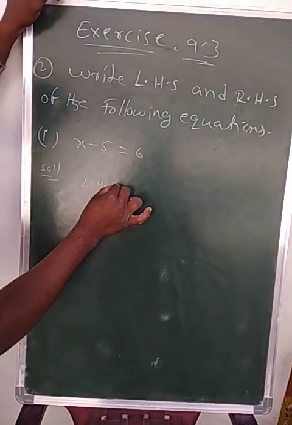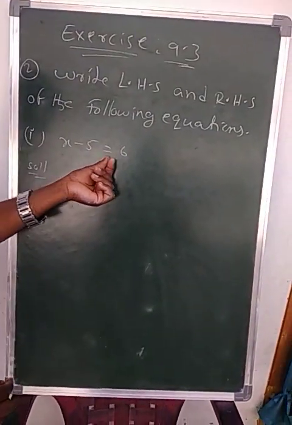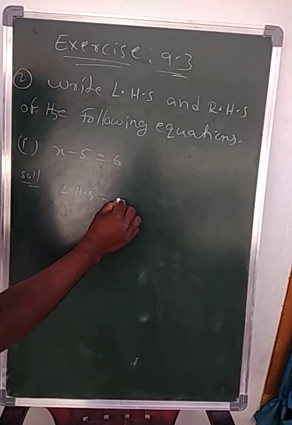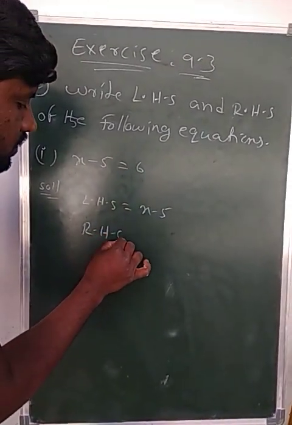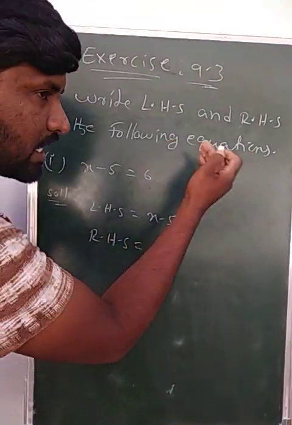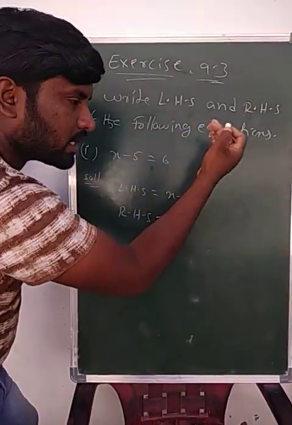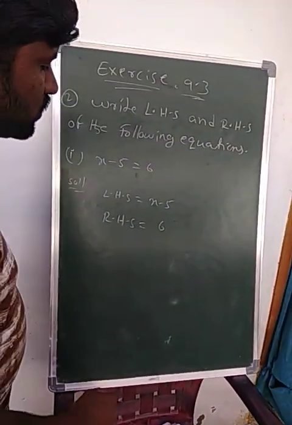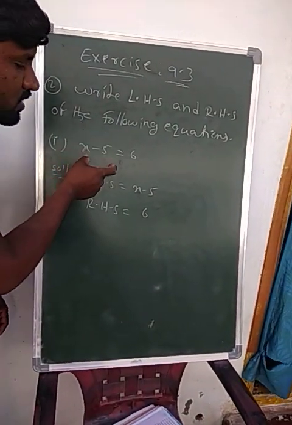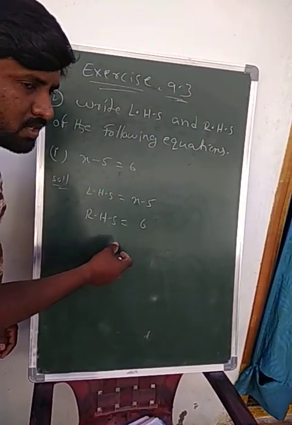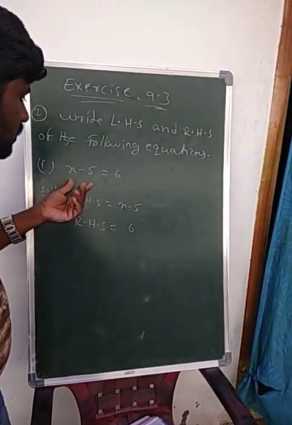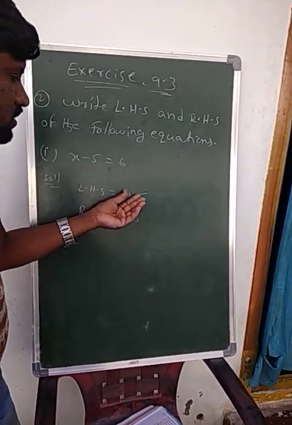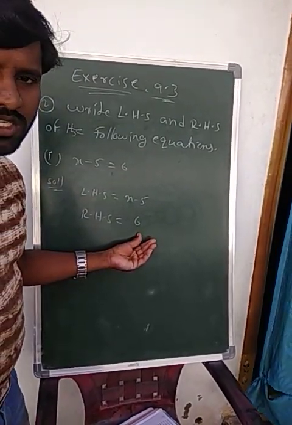LHS, the left hand side of the equation, is what is on the left of the equals sign, that is x minus 5. And what is RHS? That is the right hand side of the equals sign, that is RHS. So this is the required solution for this question. You try the remaining problems in this model. I wrote the equation, the left hand side part LHS, and the right hand side part RHS.